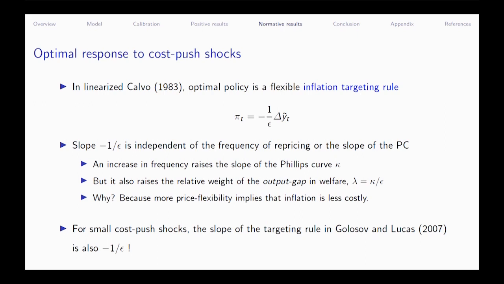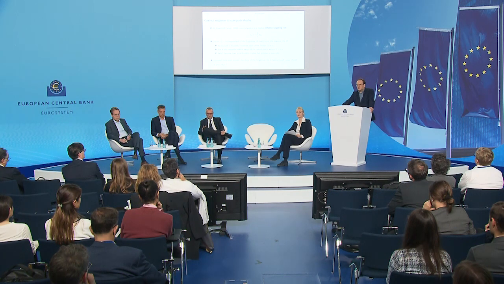And we know that in a linearized Calvo world, optimal policy is a flexible inflation targeting rule of the type that you see in this equation. Inflation and the change in the output gap are negatively related with a coefficient of proportionality minus one over epsilon, where epsilon is the elasticity of substitution between goods. And notice that this slope is independent of the frequency of repricing or the slope of the Phillips curve.